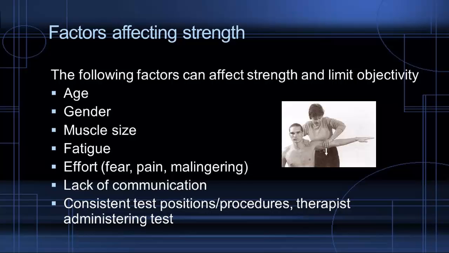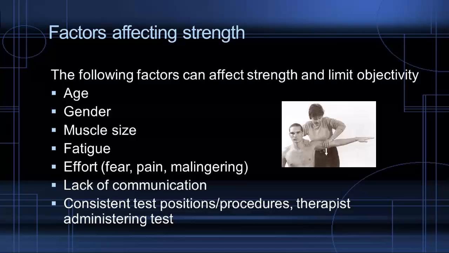So there are a lot of factors that might affect strength and might affect the testing and limit your objectivity. So the first one is age. Would you expect a 25-year-old to have the same strength as a 70-year-old? Probably not. So that's going to affect things. However, you could have somebody who's got normal strength for their age, but you're not comparing them to another person. So that's what we mean by limit objectivity. There is an element of subjectivity to it.